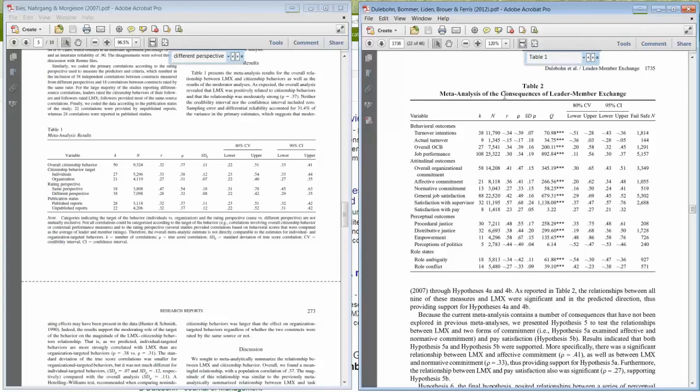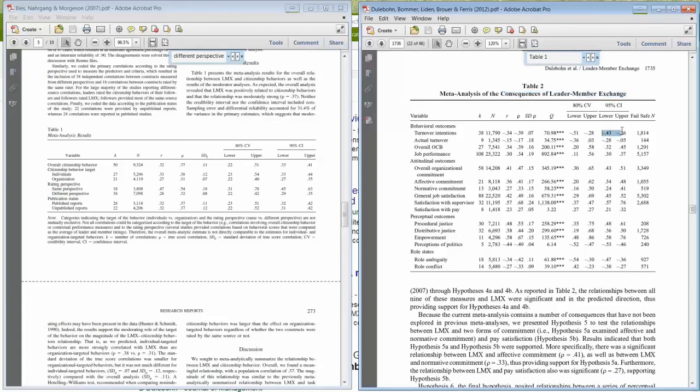This table looks at the consequences of leader-member exchange. The consequences are the outcomes. These are the factors that leader-member exchange influences. Once again, we use the same process. We look down our lower and upper CI to determine if indeed we have substantive factors.